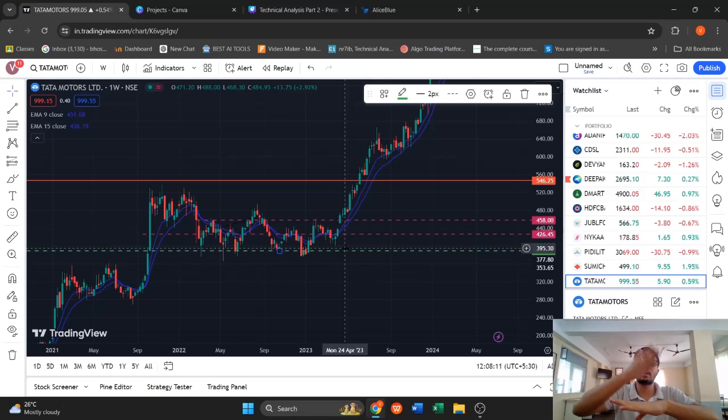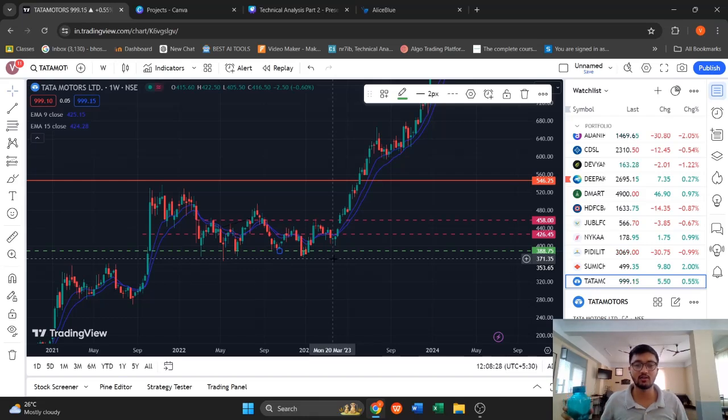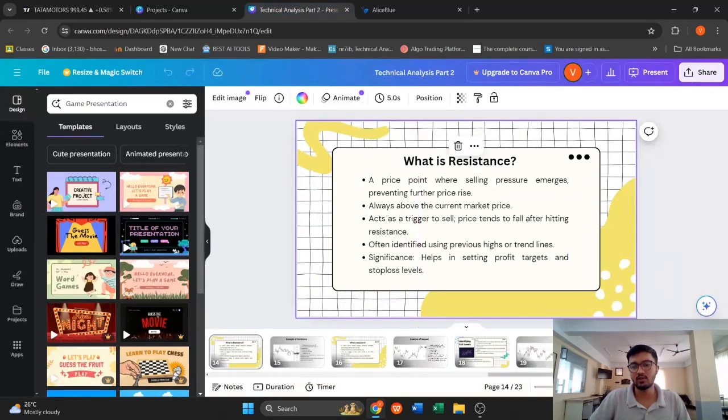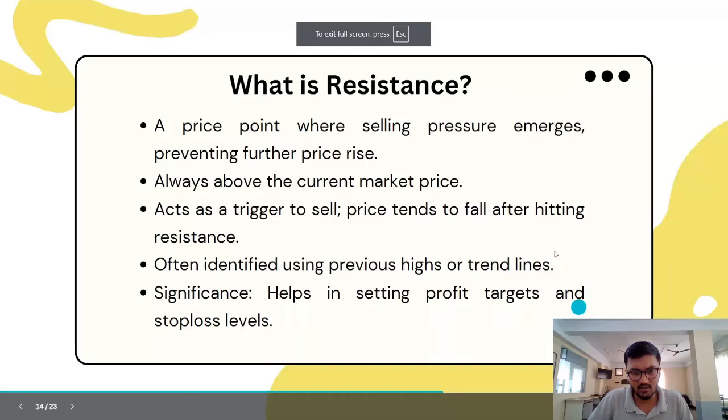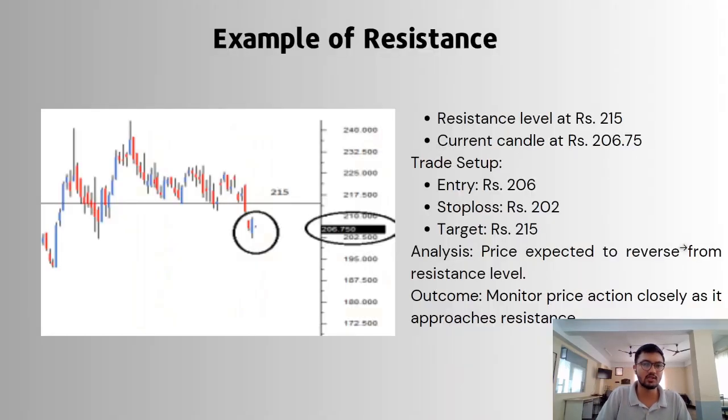There was some kind of buyer at 388 rupees. If there was no buyer at 388 rupees, the stock would have fallen somewhere around 367, 350, 340, so exit the stock if you have it. That's how you do support and resistance analysis. This part helps in setting profit targets and stop loss levels.